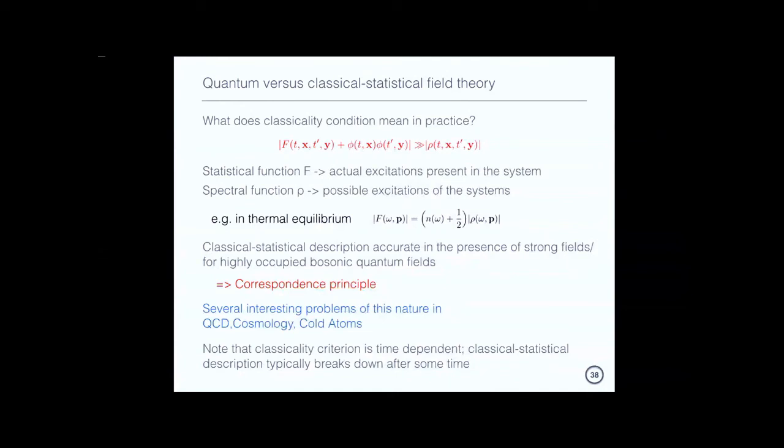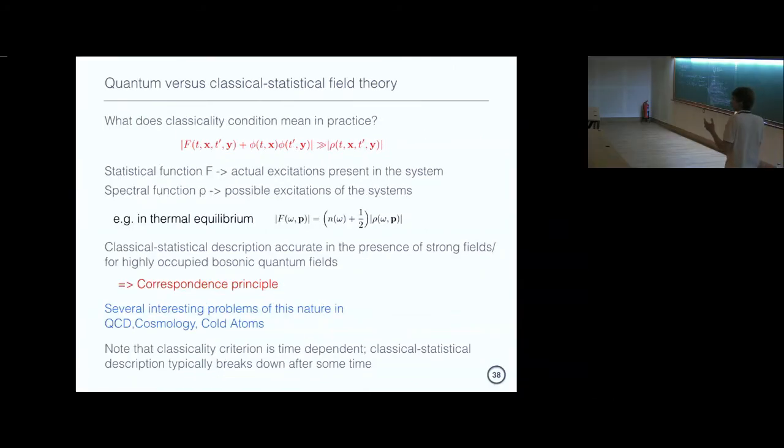And so one of the particular aspects of that is that this classicality criterion also depends on time. It may be that at a certain instant of time your system is very strong, very highly occupied, and you may think, well, this should be a fantastic idea to describe this semi-classically. But what will typically happen is that over time this will change, and eventually your approximation can break down. And so that's always something that one should keep in mind when using these kinds of techniques.